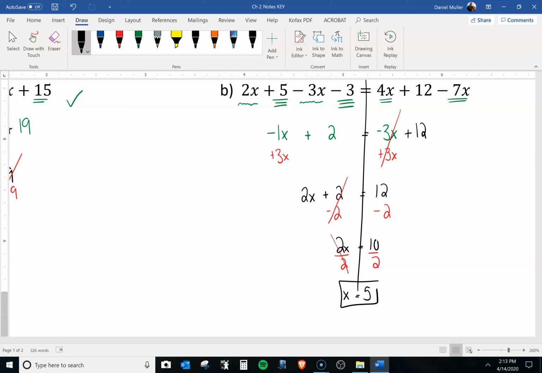Step number 2, move the smaller or more negative x. Negative 3x was the more negative one. So I added a 3x to cancel it out, but I had to do that to the left side as well. 3 minus 1 is 2. And then it turned into a two-step question. I minused the 2 over here, which is 10, and then I divided by 2, which became 5.